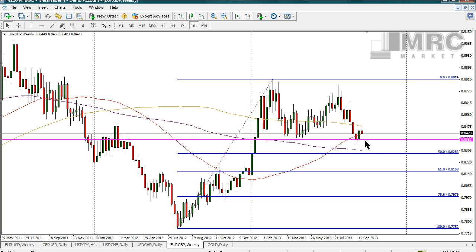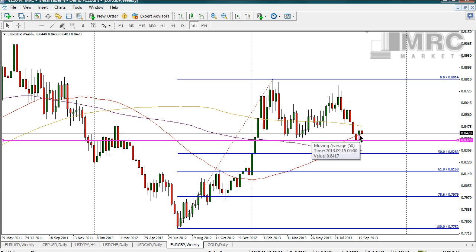Lovely weekly candle last week. So I should move that a little bit lower. Lovely weekly candle last week. Nice bullish candle, bullish engulfing with a decent bit of lower wick as well off the key support, and it closed above the 50-week moving average as well. So bias, I think, on Euro sterling definitely for the rest of the week is towards the upside in my opinion.